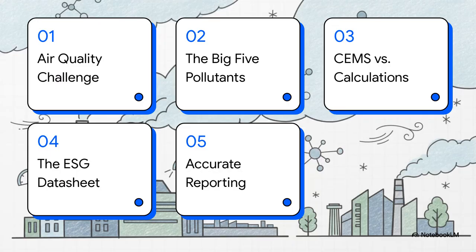Okay, let's dive into this. Here is our structural roadmap for mastering the SASB's metric RR-PP-120A.1. We're going to cover the overarching air quality challenge, pinpoint the big five pollutants, contrast CEMS with engineering calculations, build out a mock ESG datasheet, and finally, talk about why accurate reporting actually matters.